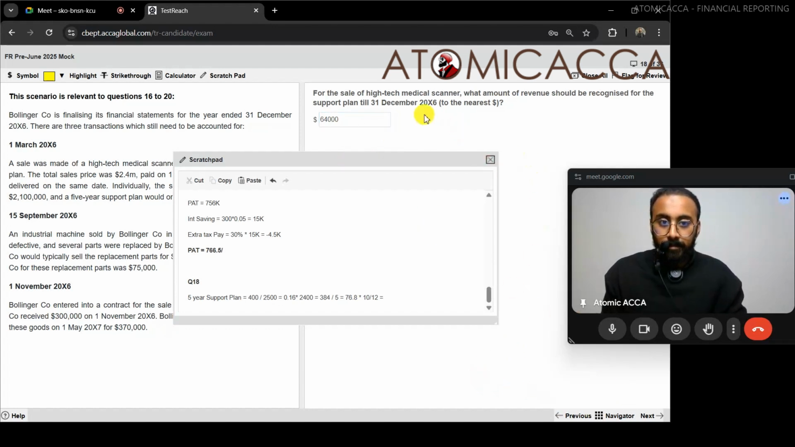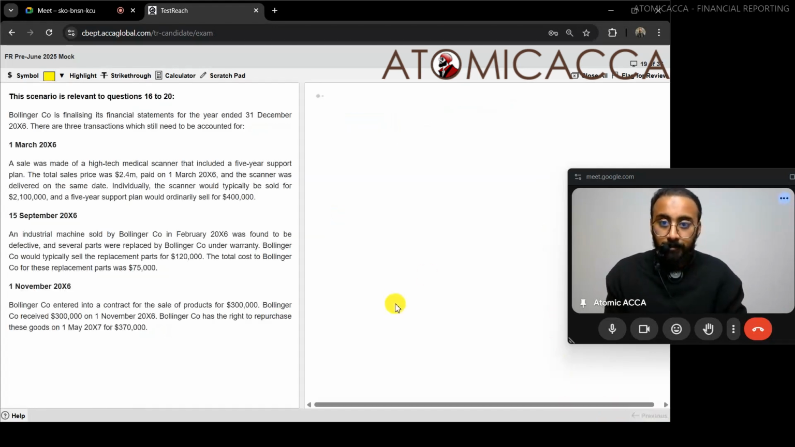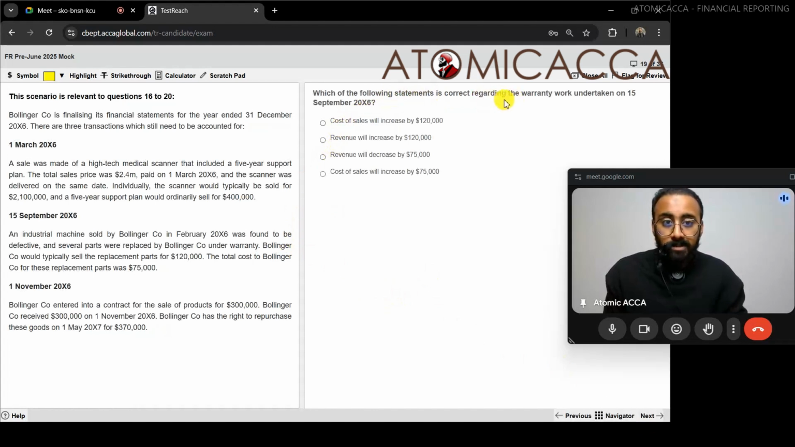Next, to nearest dollar, right? Okay, so I didn't make a mistake. 64,000. Okay. Next one, which of the following statements is correct regarding the warranty work undertaken on 15 September?